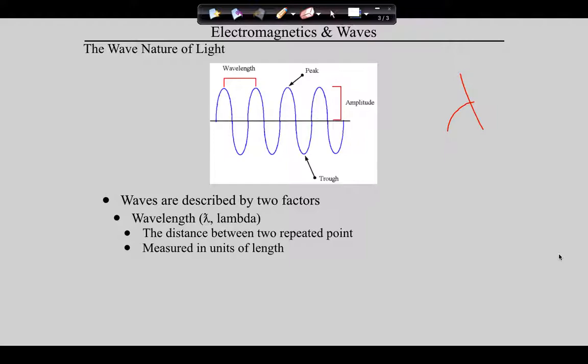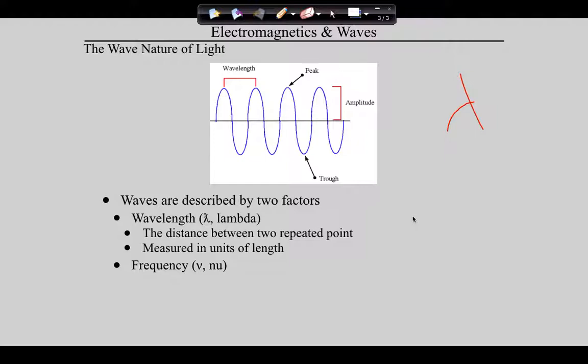Although you will see that frequently we'll use nanometers, because nanometers, 10 to the negative ninth, is on the order of where visible light sits. And we'll talk more about that in a minute. So guys, the other one that we need to talk about is frequency. Frequency is represented by the lowercase Greek letter nu. So we'll talk about lambda and we'll talk about nu.